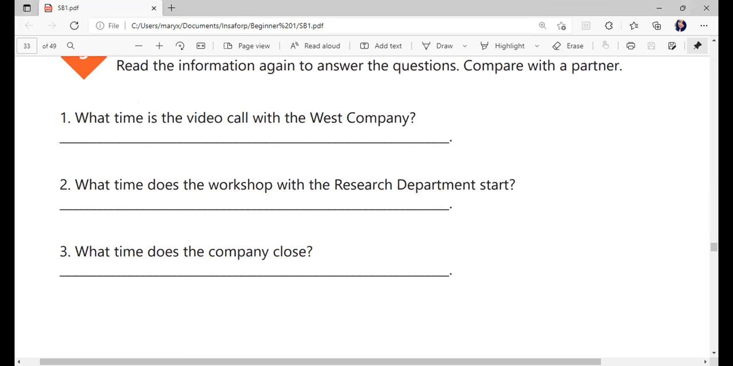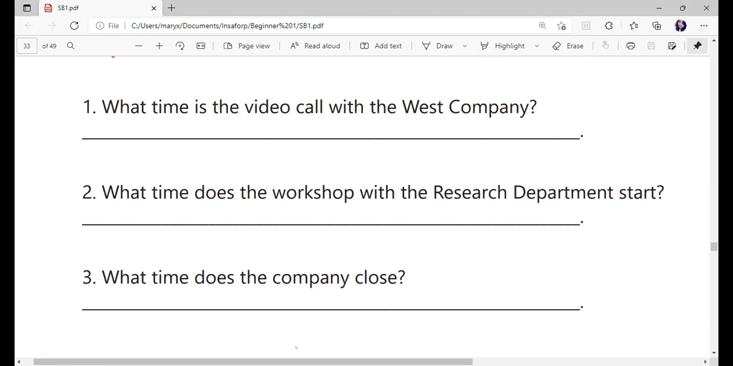Excellent. So let's see here. Number one is going to be for Rafael. Number two, Ezequiel. And number three, Blanca. Okay, number one, Rafael. What time is the video call with the West company? It's 8:30. It is? It is 8:30. Okay. ¿Qué palabra debe utilizar cuando está utilizando una hora específica?